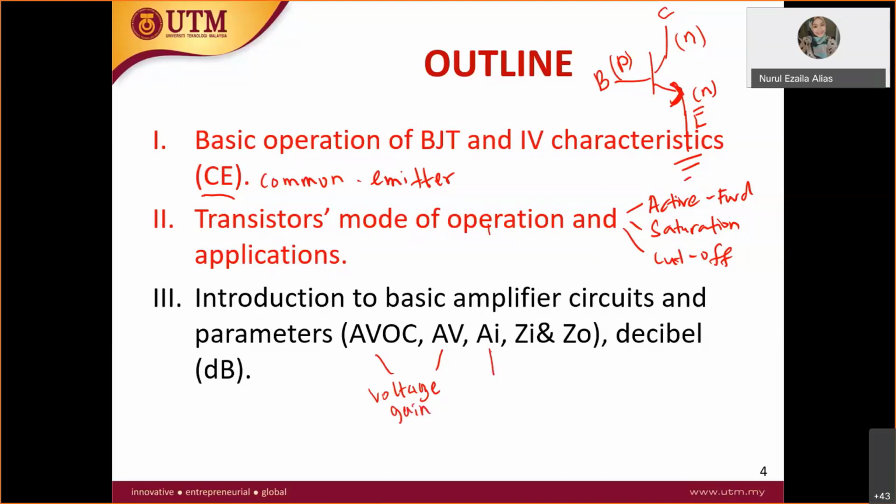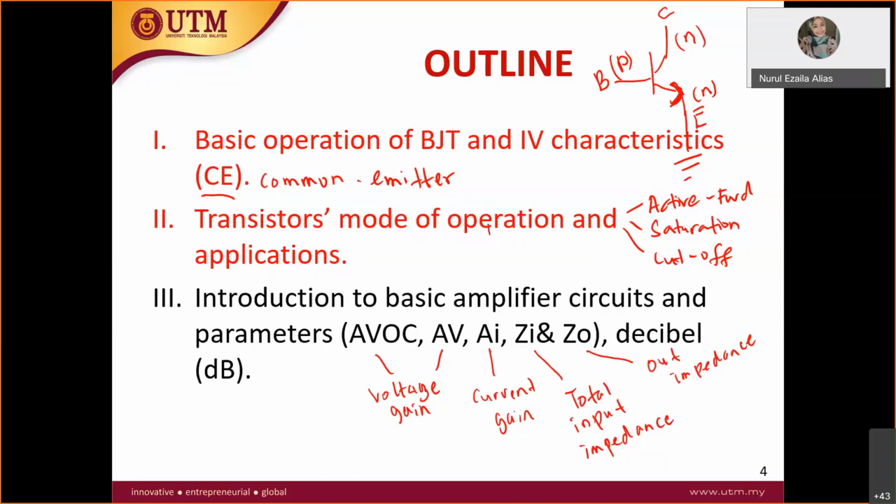AI is the current gain. Zin is the total input impedance. Impedance means resistance. In the input of your BJT, you might have a lot of resistors involved, so the total resistance we call the input impedance. Zout is the output impedance. So these are the parameters that you need to know in BJT.